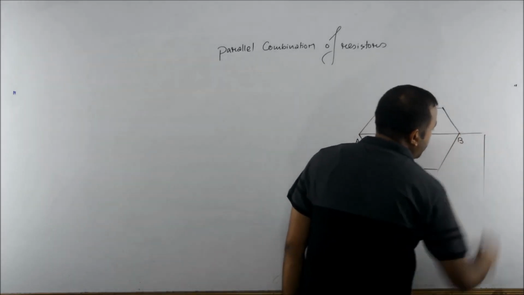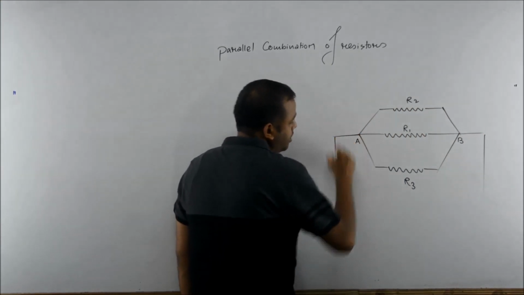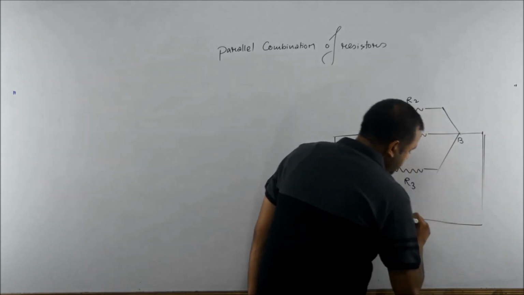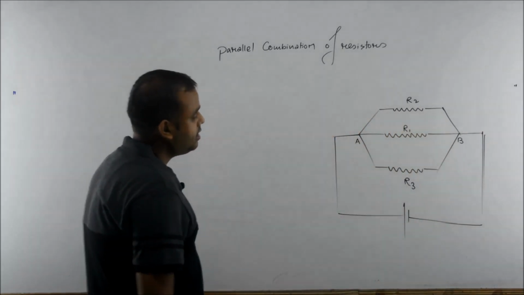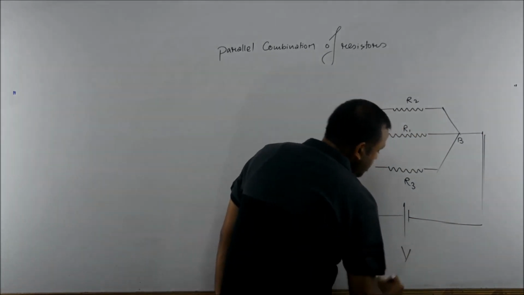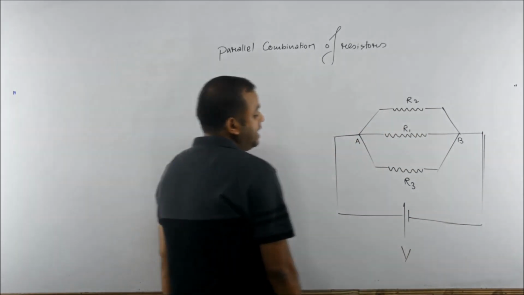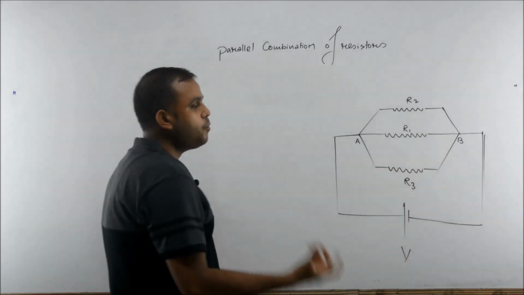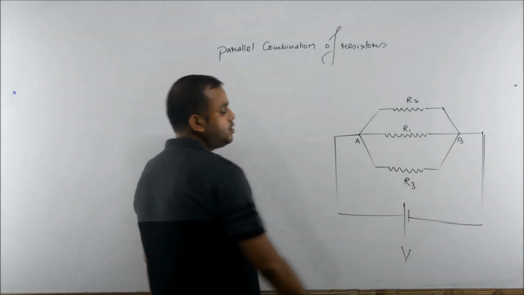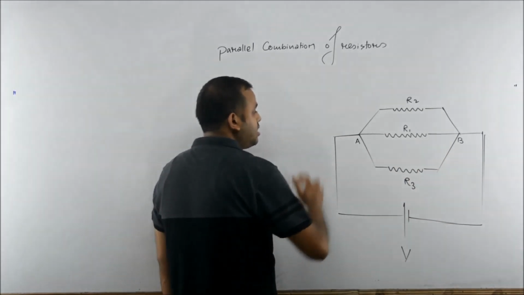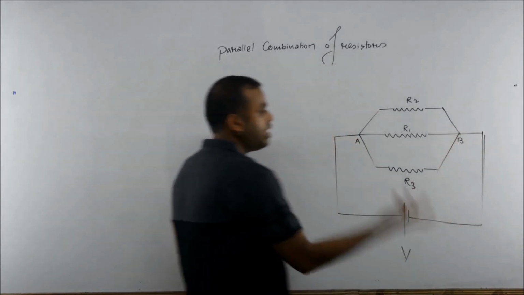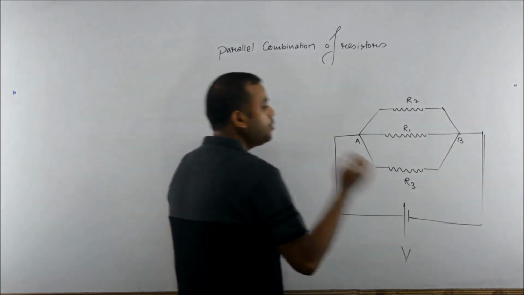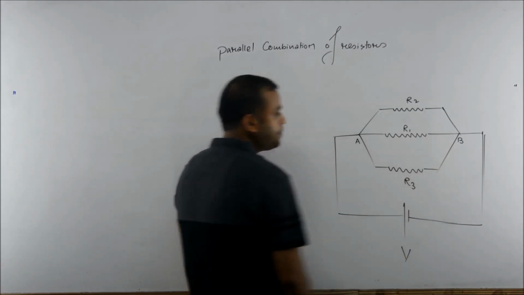Now let us connect a cell across the combination. Say V is the potential difference maintained by this cell between A and B. Obviously, if I ask you what are the endpoints of this cell, you would say it is connected to A and to B. So A and B are the endpoints of this cell. And V is the potential difference between A and B.